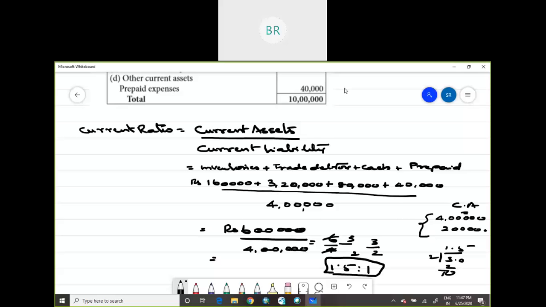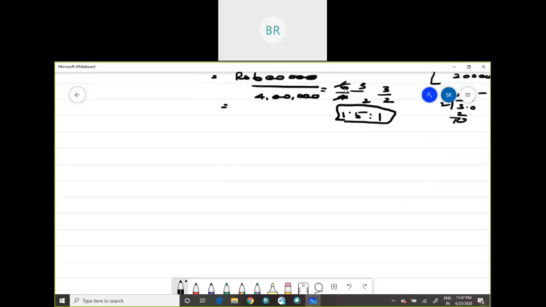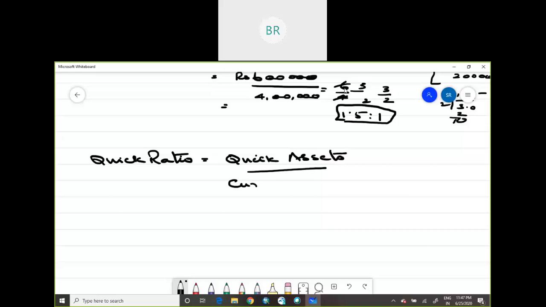Now, shall we do the quick ratio? Very easy. Now that you have found out the current liability, it's easy for you to find out the quick ratio. Now, quick ratio is equal to quick assets by current liability.